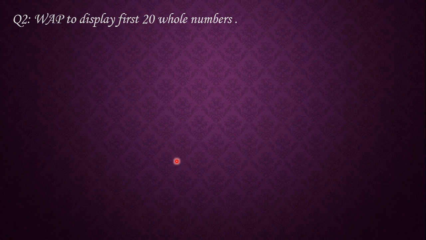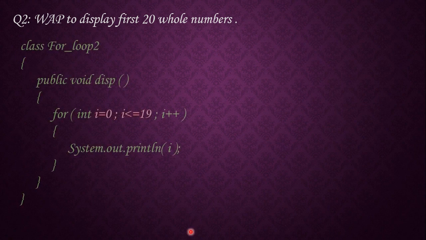Okay, so let us take up another example. It is told that we have to display the first 20 whole numbers. One thing that needs to be kept in mind here is that my whole numbers begin with 0 and my 20th whole number will be the value 19. So that's why my value is initialized with 0 and the condition is set as less than or equal to 19, and each whole number is incremented by 1.